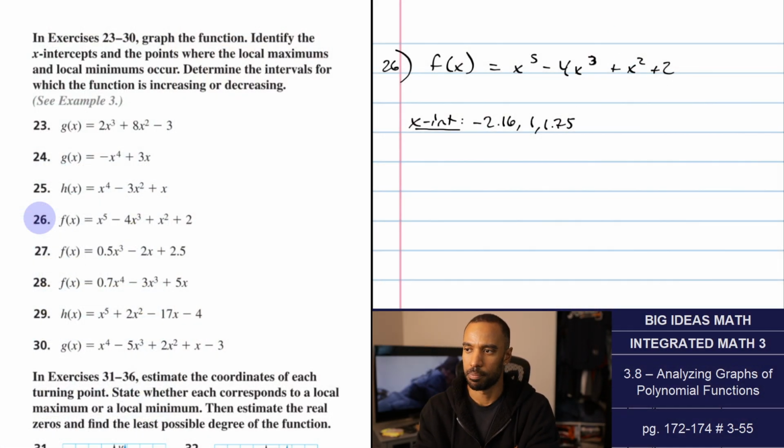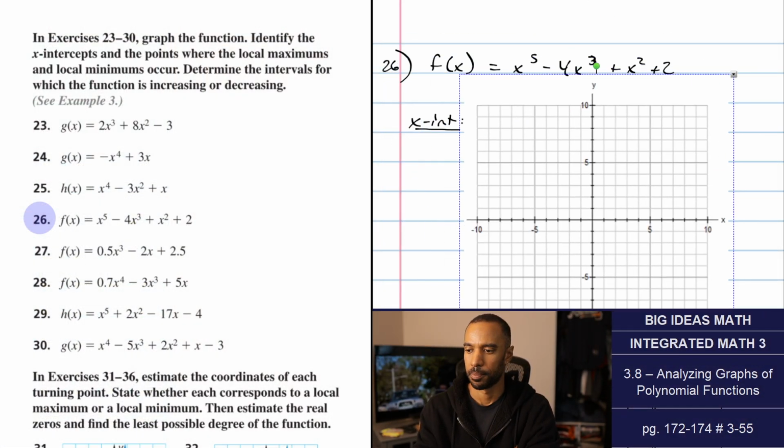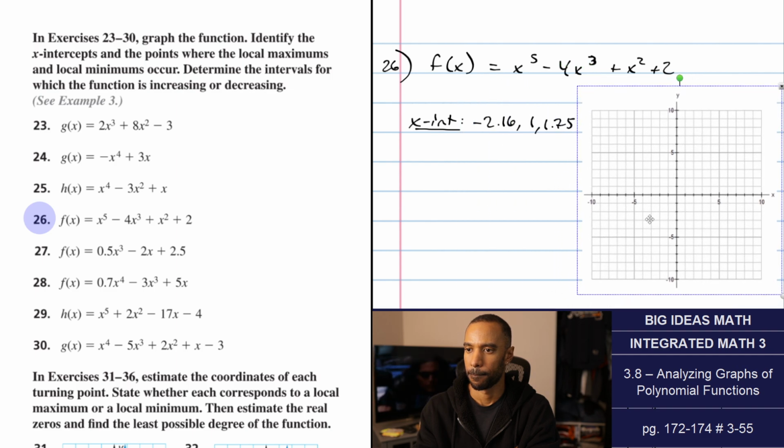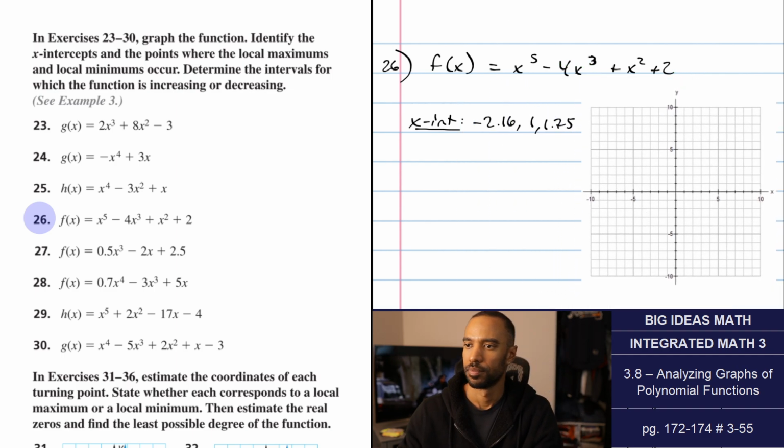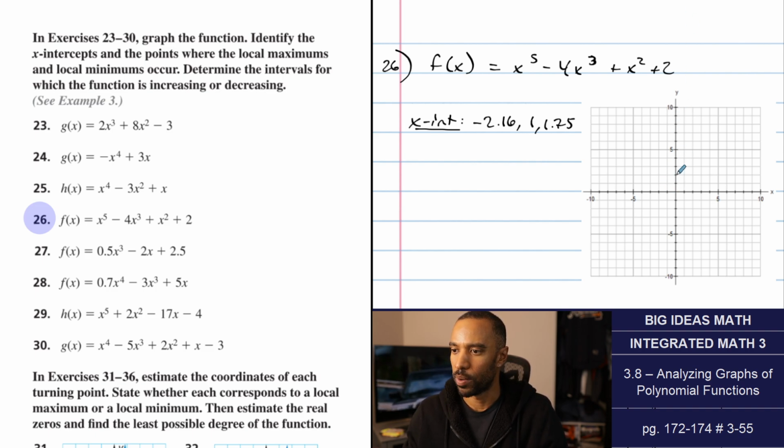So I'll go ahead and plot those up. All right. So negative 2. Oh, by the way, 2 is our y-intercept. So negative 2.16, 1, and 1.75. Now remember, our graph has a different scale than what the one on the calculator does. Or the graph has a standard scale. This one is not going to look quite like this. Where does it top out? Where does it bottom out? There's one local max, one local min.